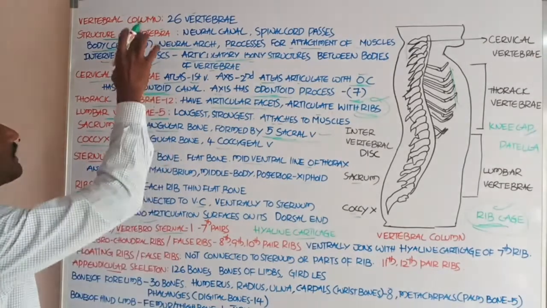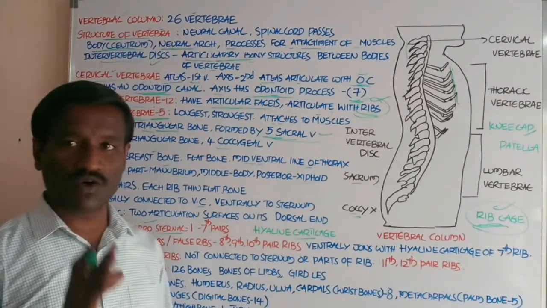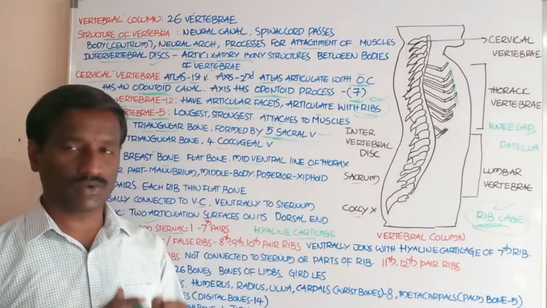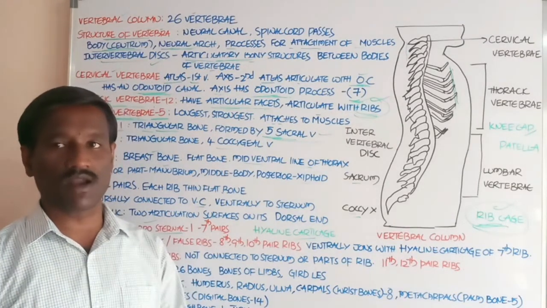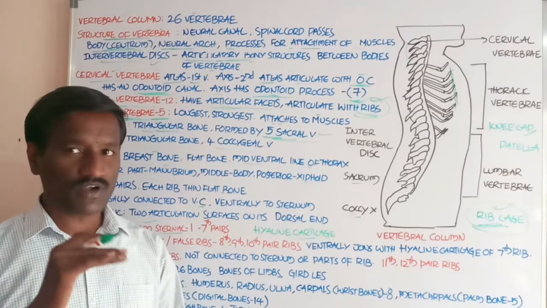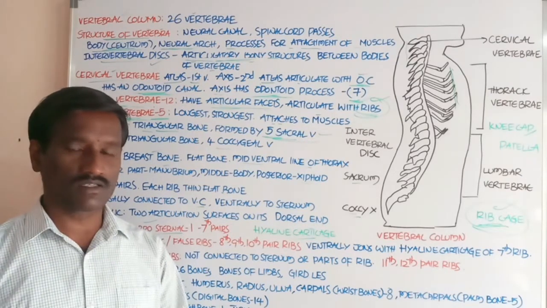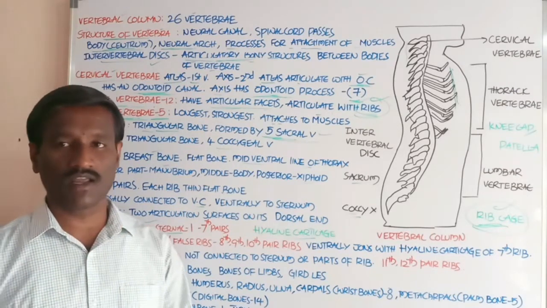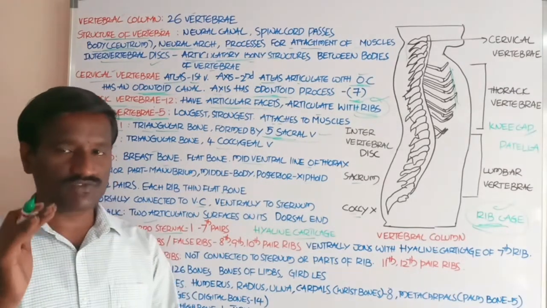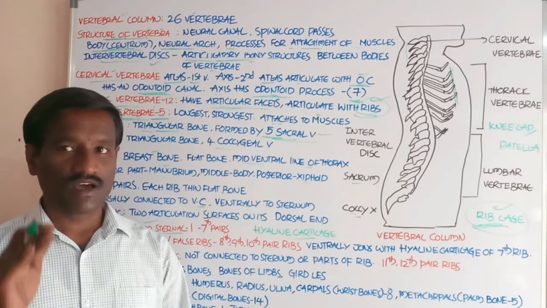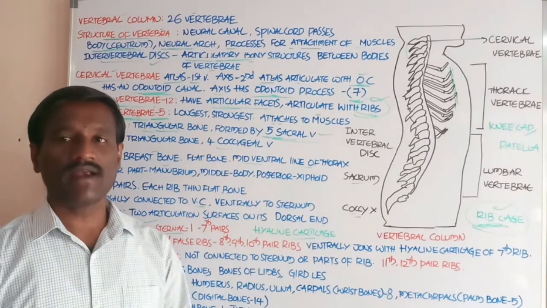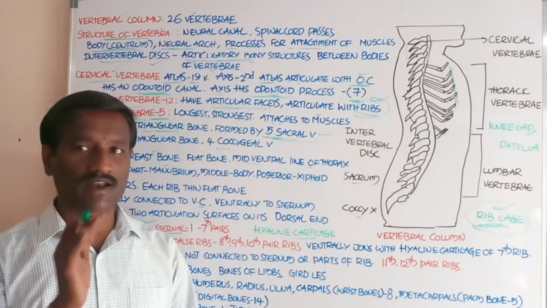What about the function of the backbone or vertebral column? It provides stiffness and strength to the body, and it protects the vital internal organs in the body. It provides space for the attachment of the ribs and different types of muscles, and it also protects the spinal cord.